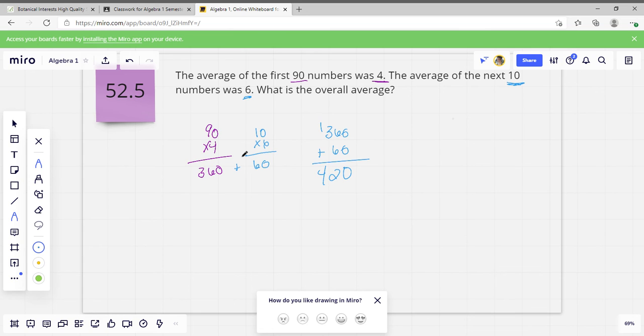Then we're going to divide by the number of numbers. How many numbers do we have? Well, we had 10 here, and we had 90 here. So that's 100 numbers total. So we do 420 divided by 100, and we get 4.2. All right.